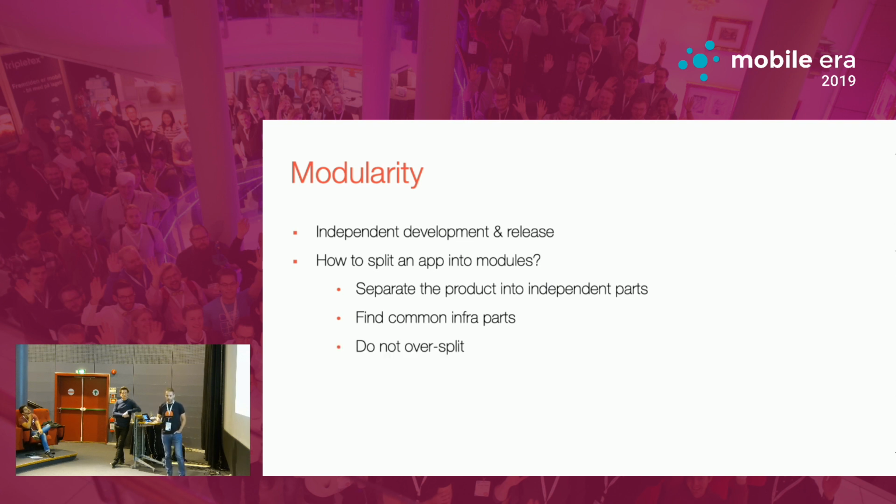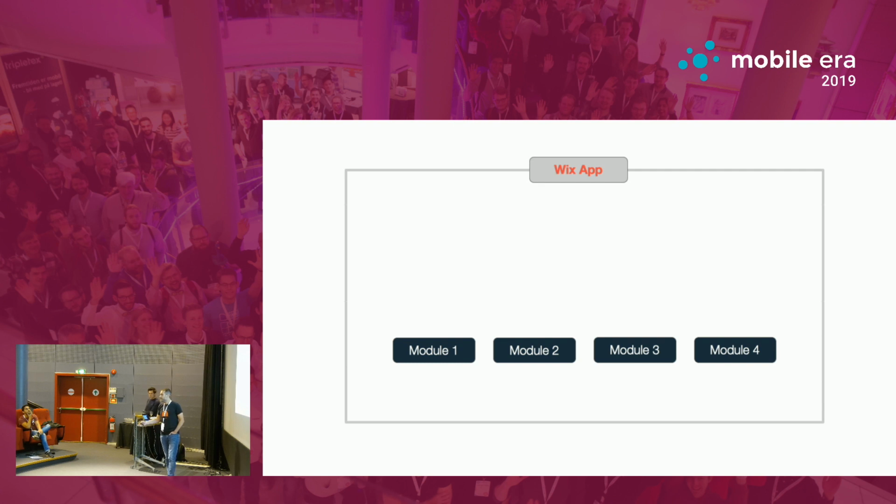Now, when you split the app, you need to be careful not to oversplit, because if you have too many modules, you might get other problems like dependency hell, or you might get such complicated structures that no one can understand what's going on in the application. I think ideally the ratio is about 2 to 5 developers per module. So the idea is simple: let's make several modules and somehow put them in the app.